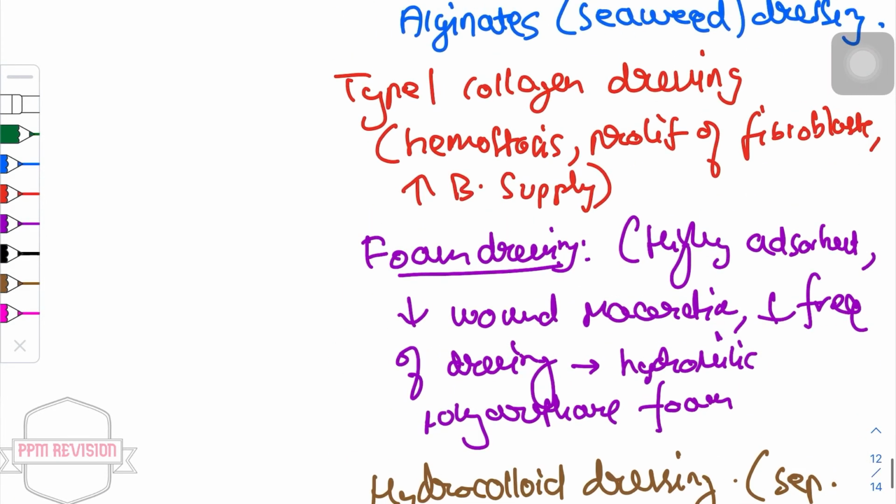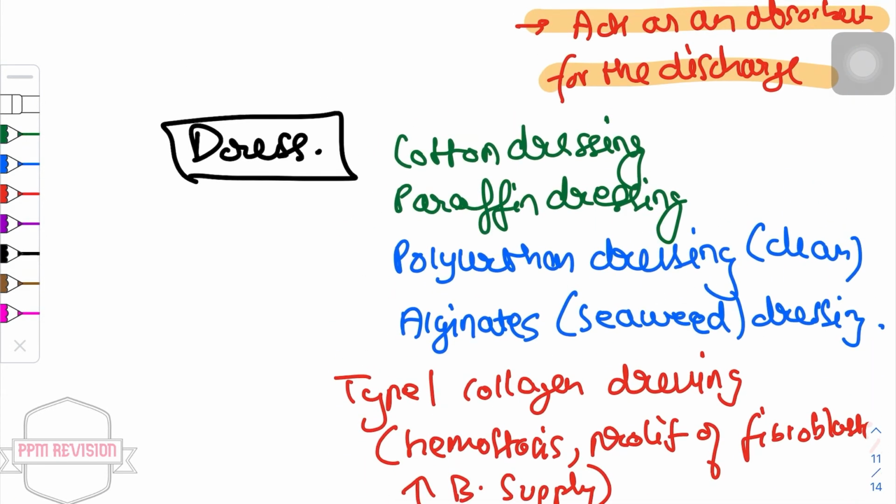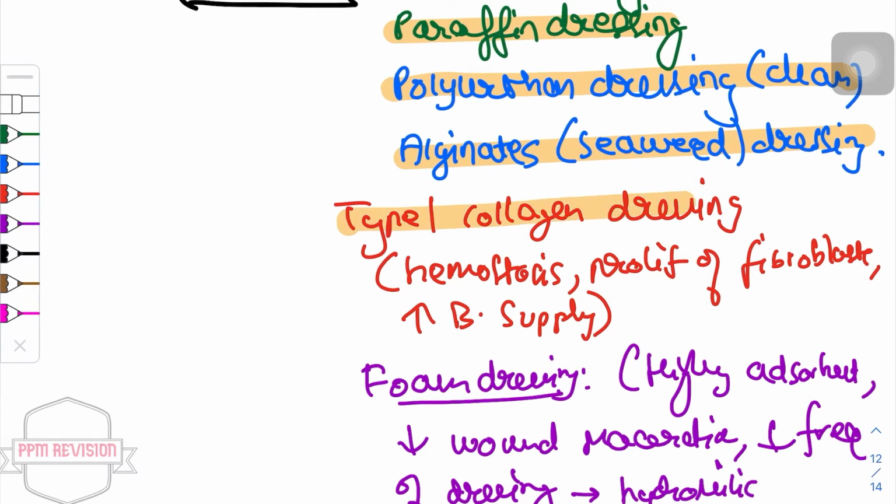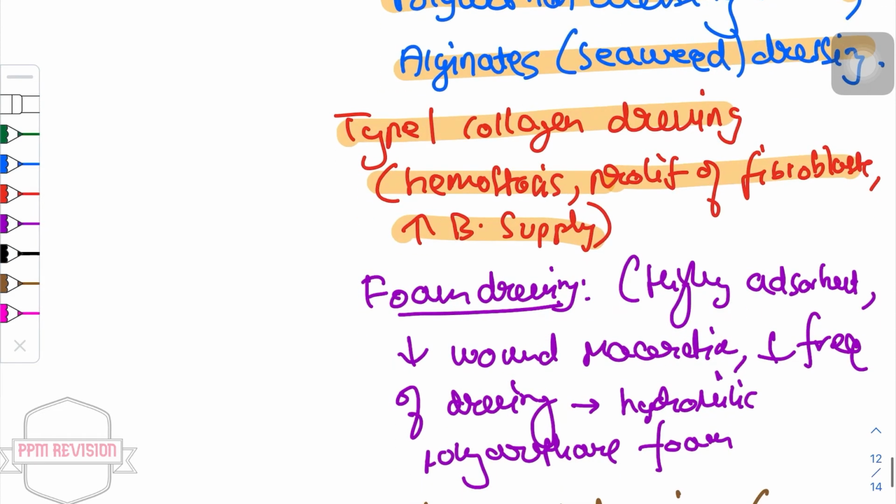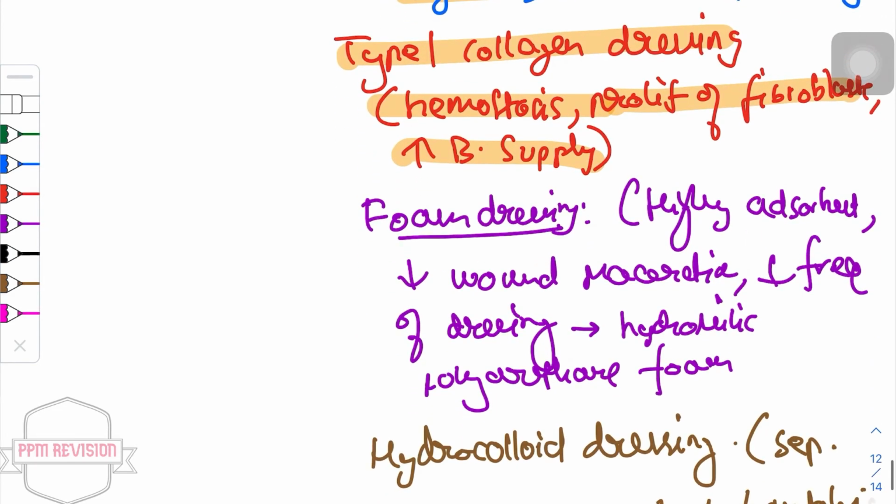Just to know the names, I'll go through them. For dressing, there is cotton dressing, which is cheap and mainly used for traumatic wounds, and paraffin dressing. There is also polyurethane dressing, alginate dressing, and type 1 collagen dressing, which causes hemostasis, proliferation of fibroblasts, and improves the blood supply.